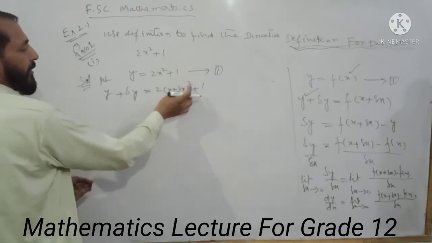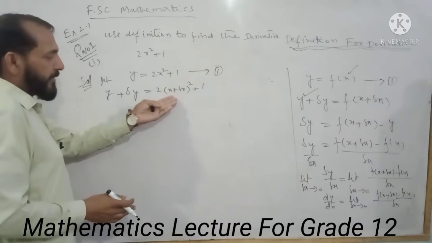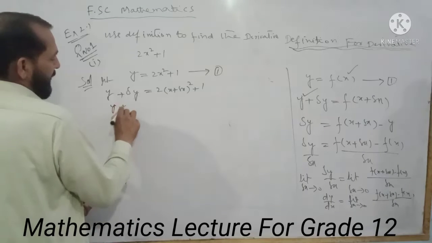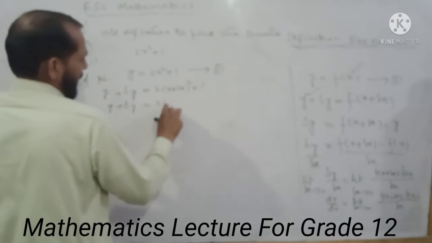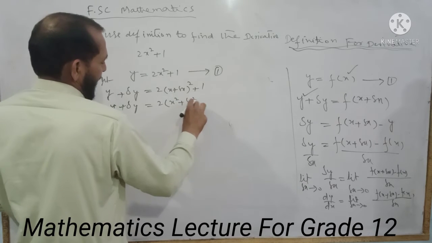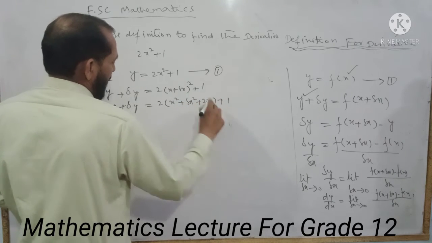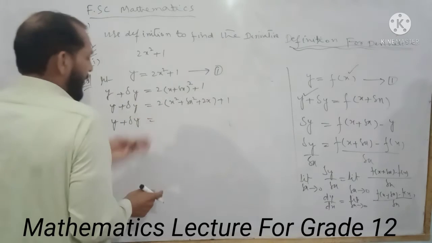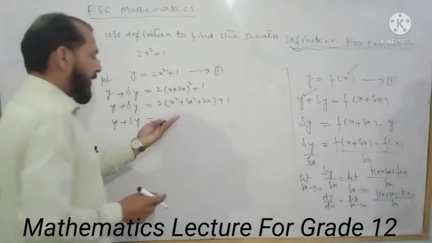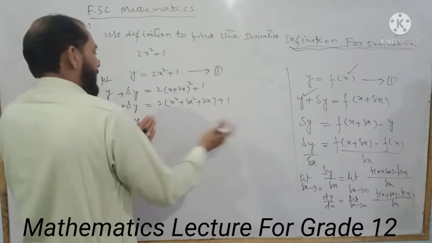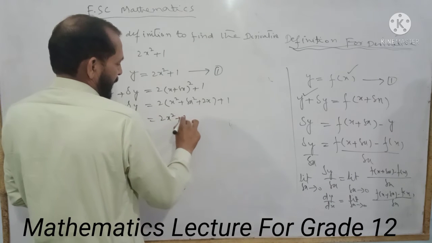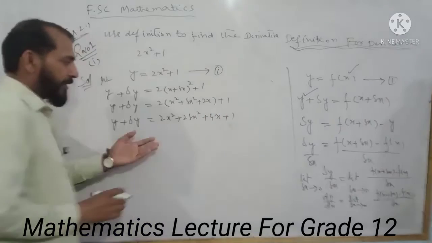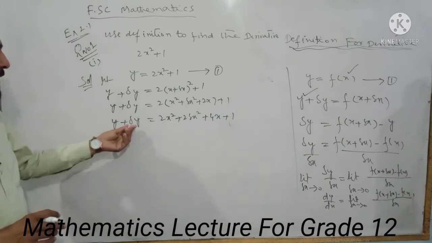Now the second step. Here in this value we have a square, so we can expand the square in this function. So x square plus del x square plus 2x del x, plus 1. Okay, we have to expand the bracket. Now we do the multiplication with these values, 4x plus 1. After simplification, we have y.